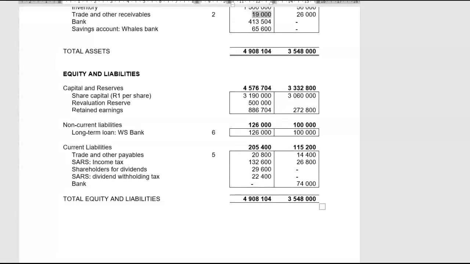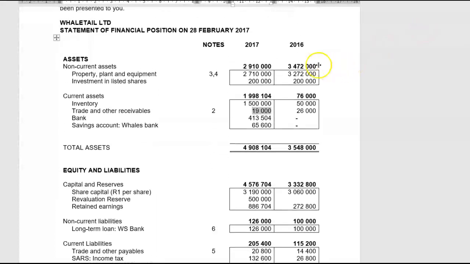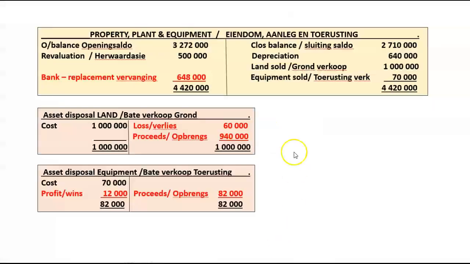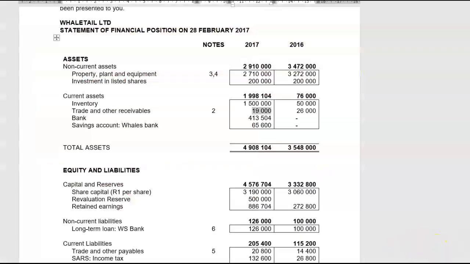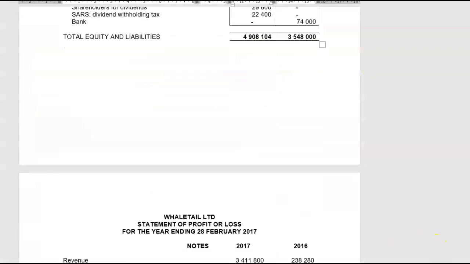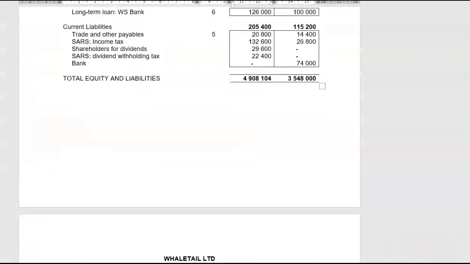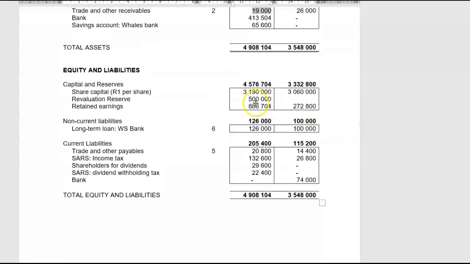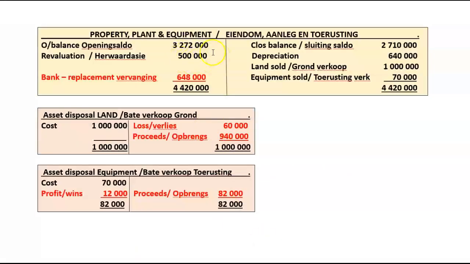You will see there that we have an opening balance of 327,000 and a closing balance of 2,710,000. 3,272 and there's the closing balance of 2,710. Now, there's not many things that happen to property during the year. Plant and equipment, the whole caboose. Yeah, we had a revaluation reserve for the first time. So obviously we have revalued land with 500,000 and that should be accounted for in this combined account.